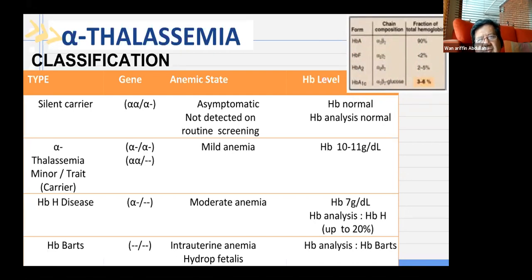HbA1c comes out together with HbA. So usually, when you do HbA electrophoresis, HbA1c does not come out separately. You get HbA, HbF, and HbA2. So in thalassemia, there is no abnormal hemoglobin, only the proportions of hemoglobin A, hemoglobin F, and hemoglobin A2 are different.